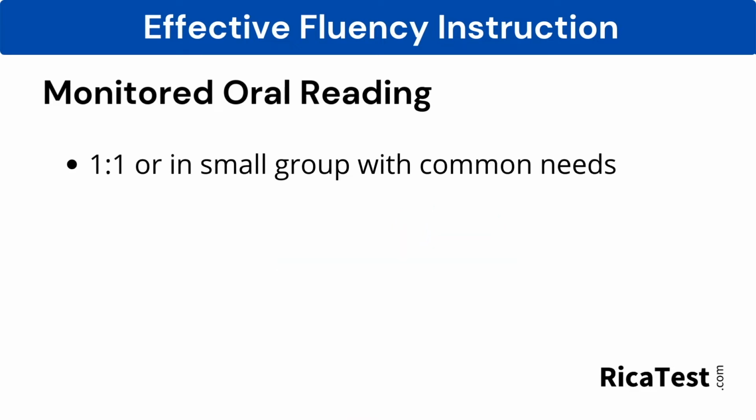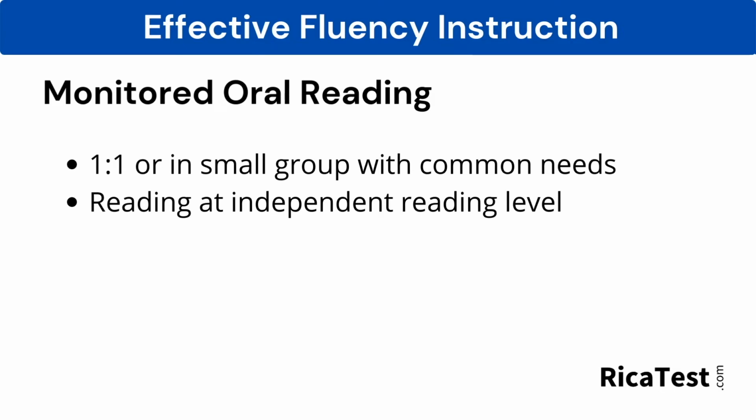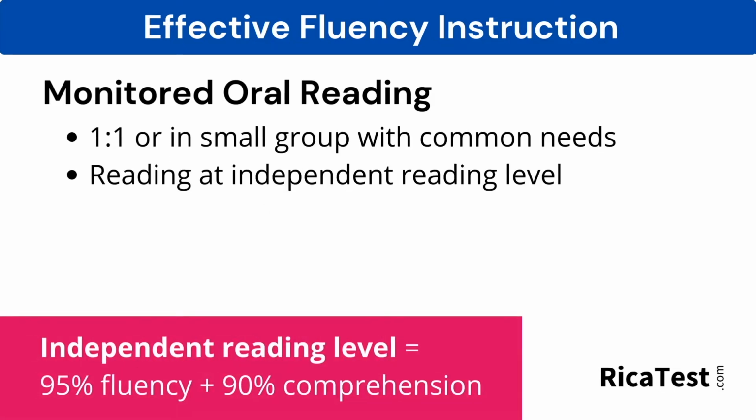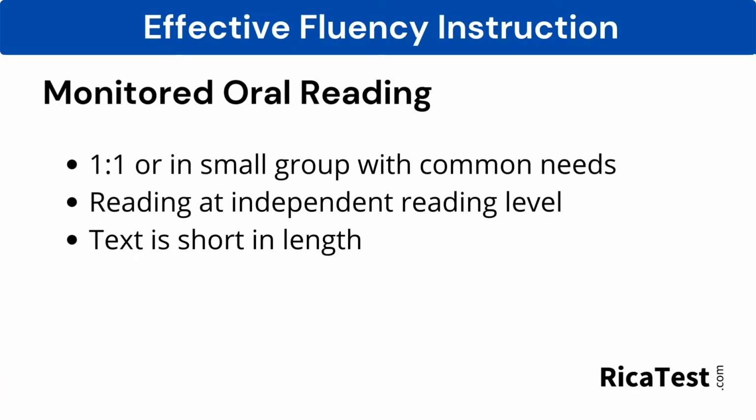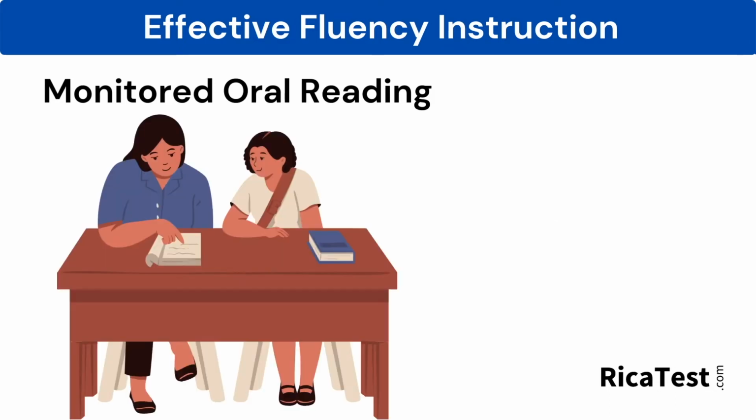The teacher uses one-to-one or small group instruction with students who share the same or similar common reading needs. The students read from a text at their independent reading level. A quick reminder here, we find a student's independent reading level when the student reads aloud 95% or more of the words correctly and answers 90% or more of the comprehension questions correctly. And lastly, the text being read should be at a short length, which for elementary students, depending on the grade, should be approximately 50 to 200 words in length.